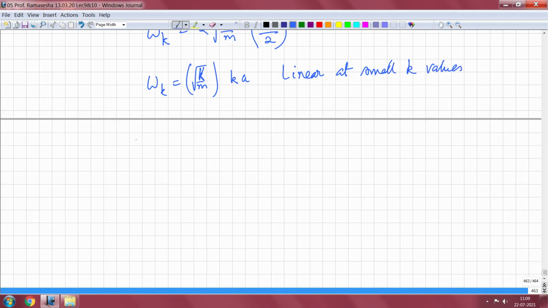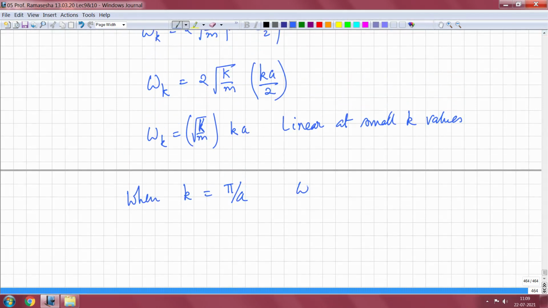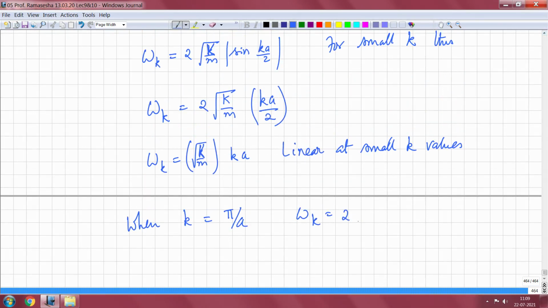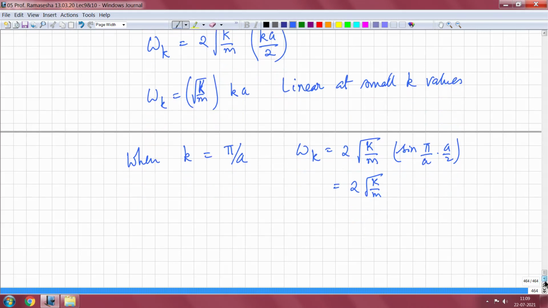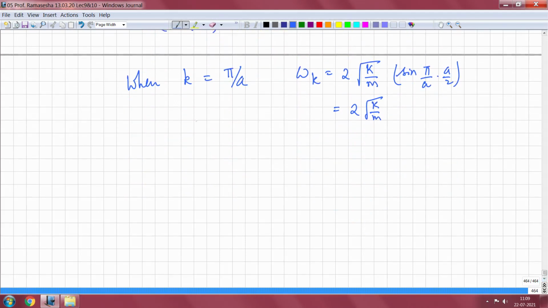And what happens when k is equal to pi by a? Then what I get is omega_k is equal to 2 times root K by m times sin of pi by a into a by 2, which gives me 2 times root K by m. So you see that the dispersion should look something like this.